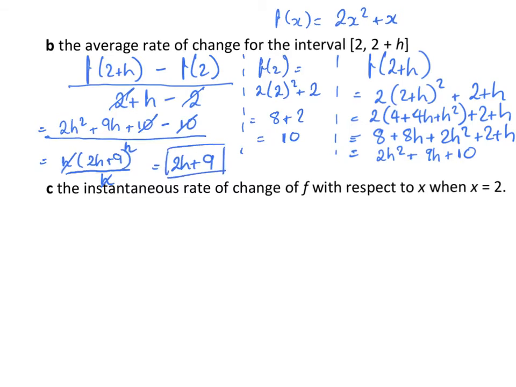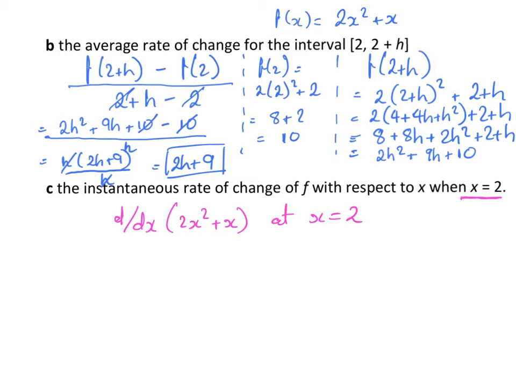When finding the instantaneous rate of change, we are going to use the derivative. It is not over an interval, it is at a point, and the point that it's at is x equal to 2. So we are going to do d dx of 2x squared plus x at x equal to 2. So that is going to find us our instantaneous rate of change.